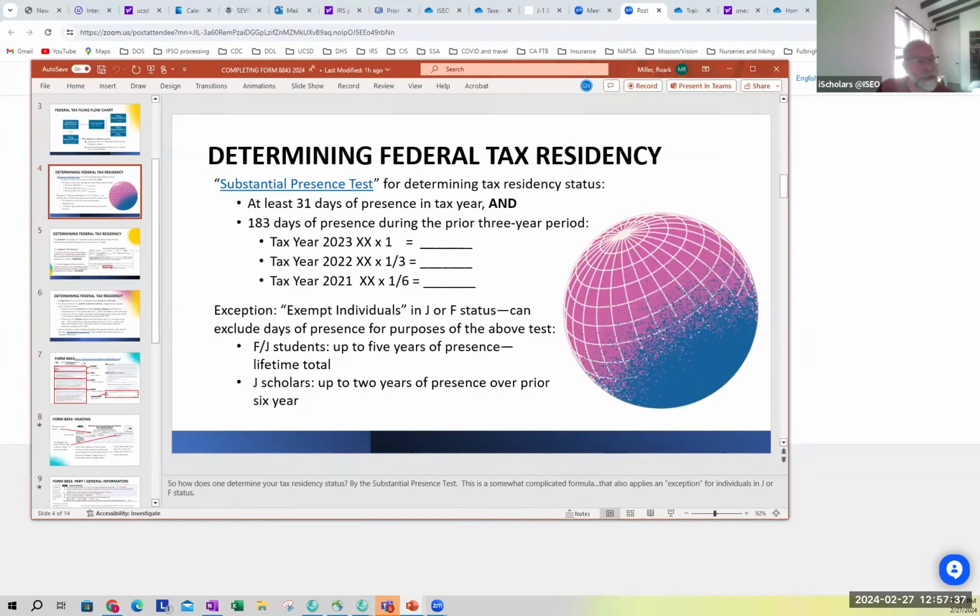Okay, I came to the US in September 2023 on F1, and I do not have any income in the US. Do I need to file anything? Yes, you would need to file the 8843.